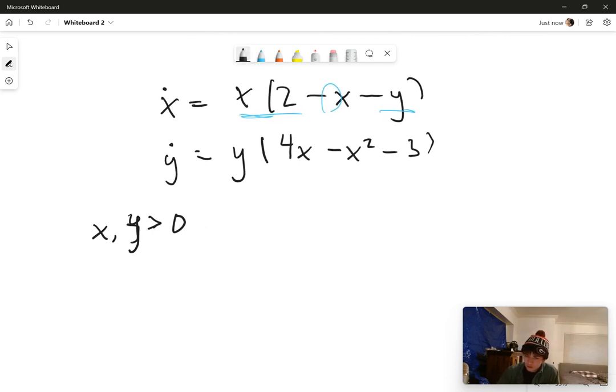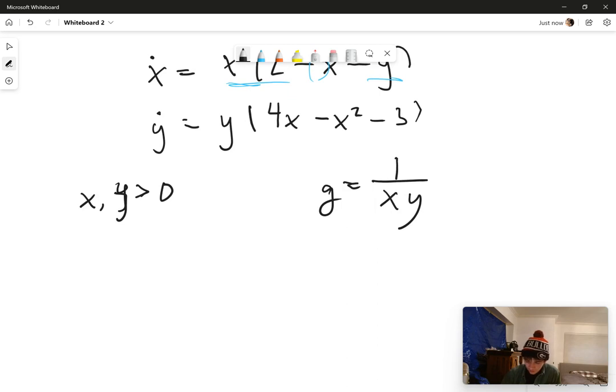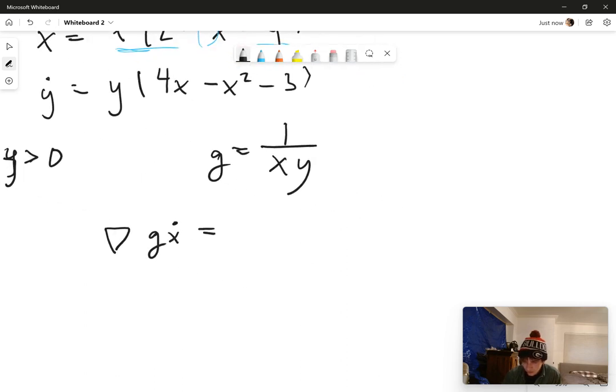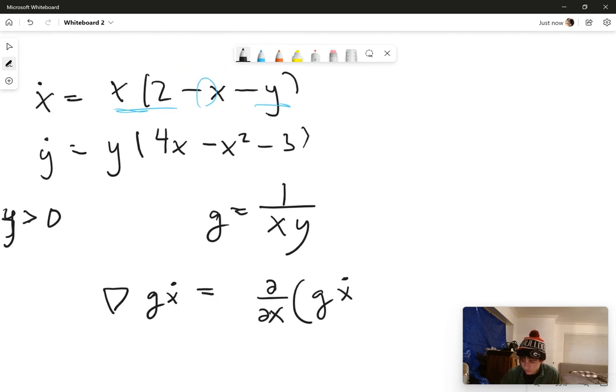So to do Dulac's criterion, we first need to choose g, and it's just given to us. A hunch tells us to pick g is equal to 1 over xy. And so we do, and we're going to get that the gradient of g x dot is equal to partial over partial x of g x dot, just write it out, plus partial over partial y of g y dot.